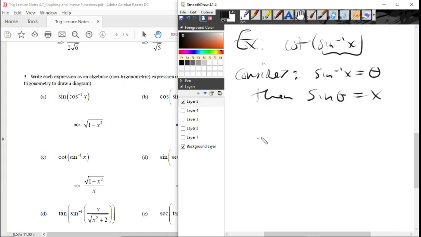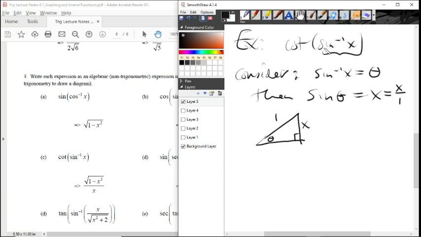Now use right triangle trigonometry. If we draw a right triangle and put an angle theta in it, we need to associate side lengths such that the sine of theta is equal to x. Well, x can be written as the ratio x over 1. So the sine of theta is equal to x over 1. We can set the opposite side to x and the hypotenuse to 1.